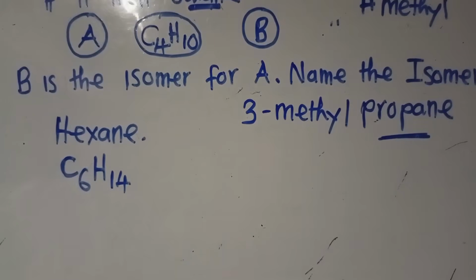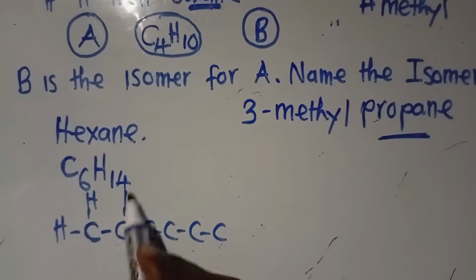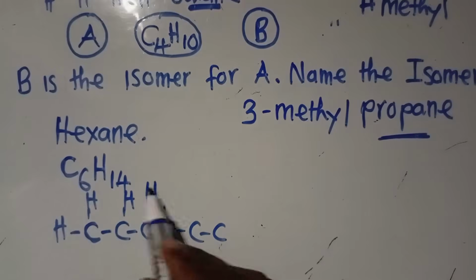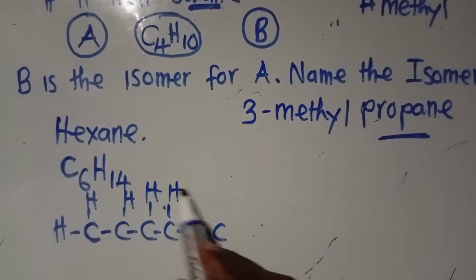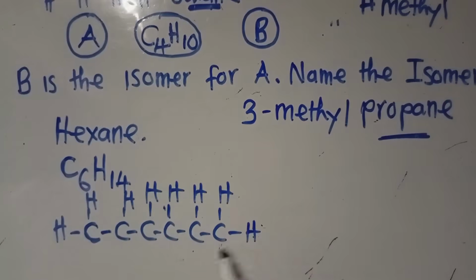So since I'm having this one, what I'm going to do is this. 6 carbons: 1, 2, 3, 4, 5, 6. I do this. Then I put hydrogens here. 14 hydrogens, like this. I think we all know how to come up with the normal formula like this. So I just want to show you how we get to come up with these things.